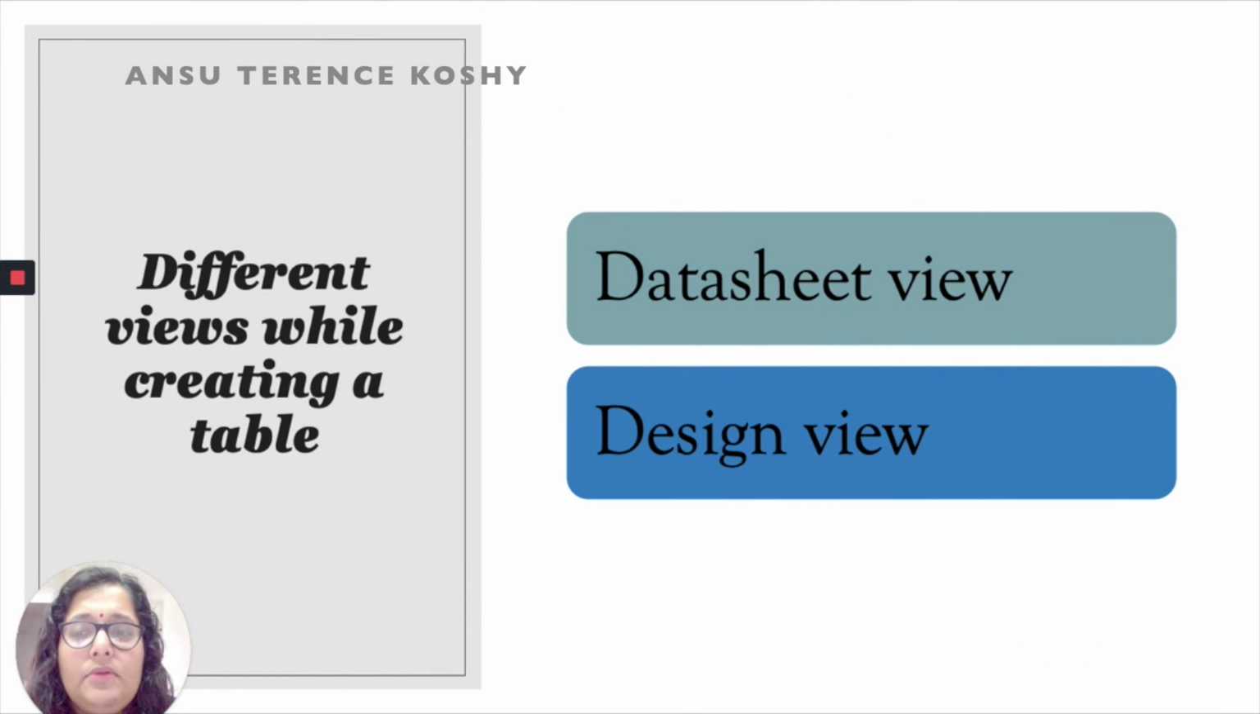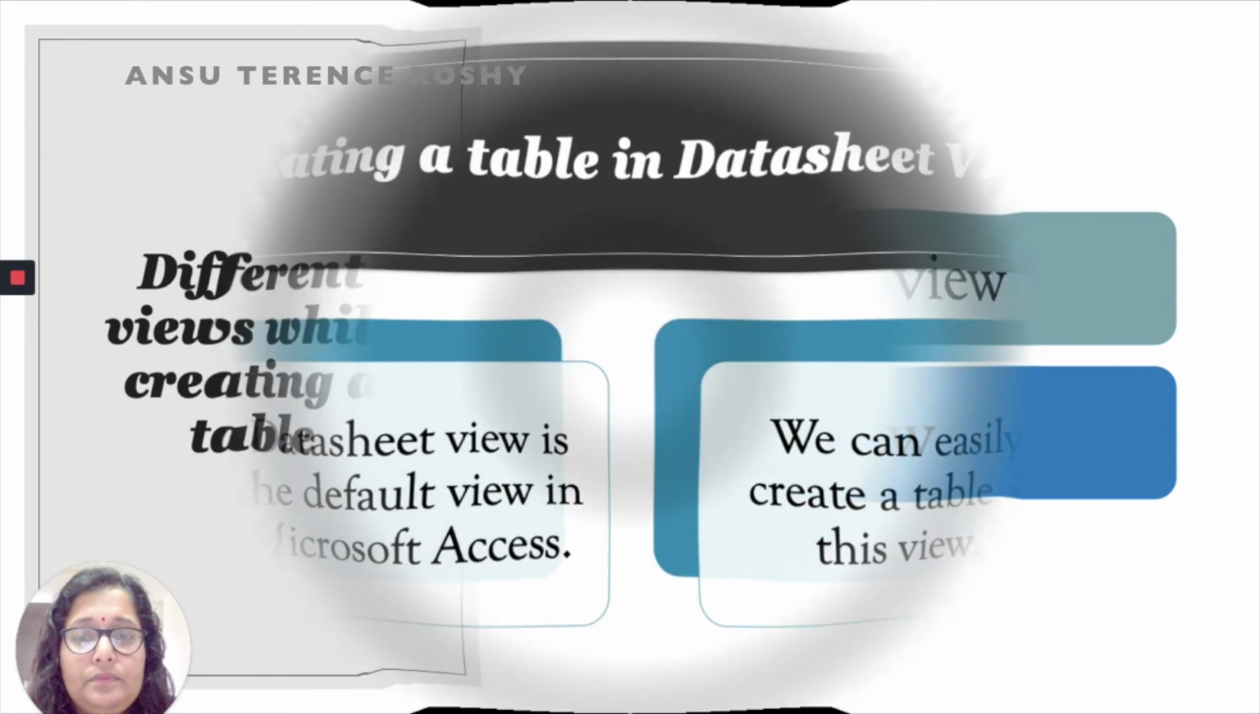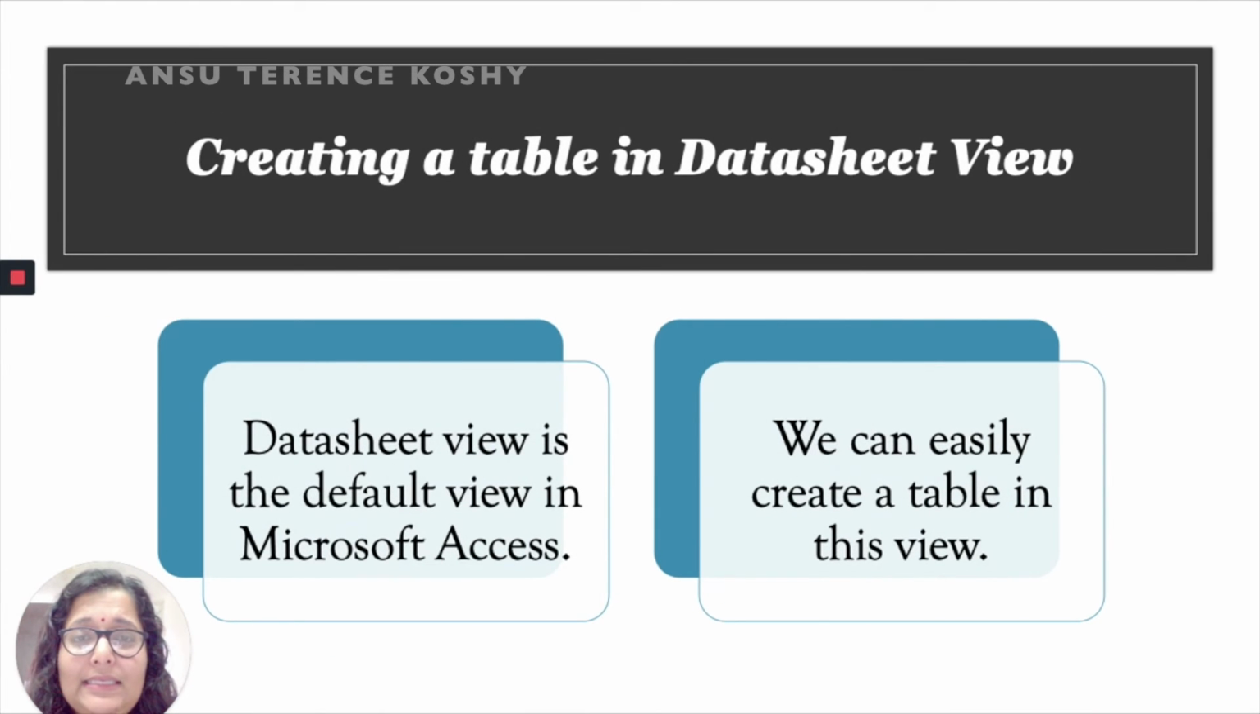Now let's talk about the different views while creating a table. There are two types of views that are available. They are the datasheet view and the design view. Creating a table in datasheet view. Datasheet view is the default view in Microsoft Access. Whenever you open a Microsoft Access window, you will see the datasheet view. We can easily create a table in this view. For creating tables, this is an easy view.